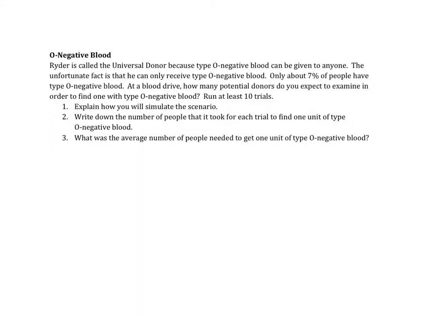Alright, pretty much same problem as before. You want to find 1 person with type O negative blood. 7% of people have O negative blood, so we're going to use 01 through 07 is O negative, and 08 through 00 is everything else. Okay, we want to keep going until we find 1 person.